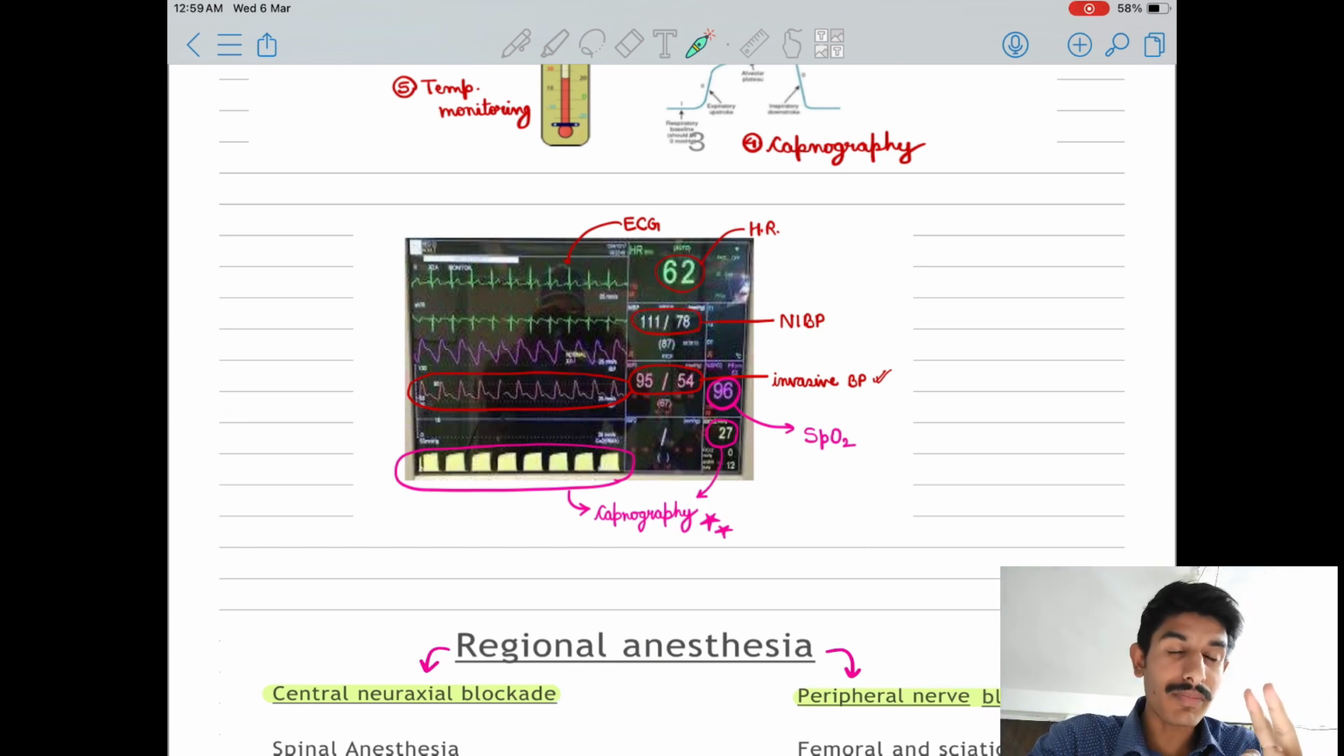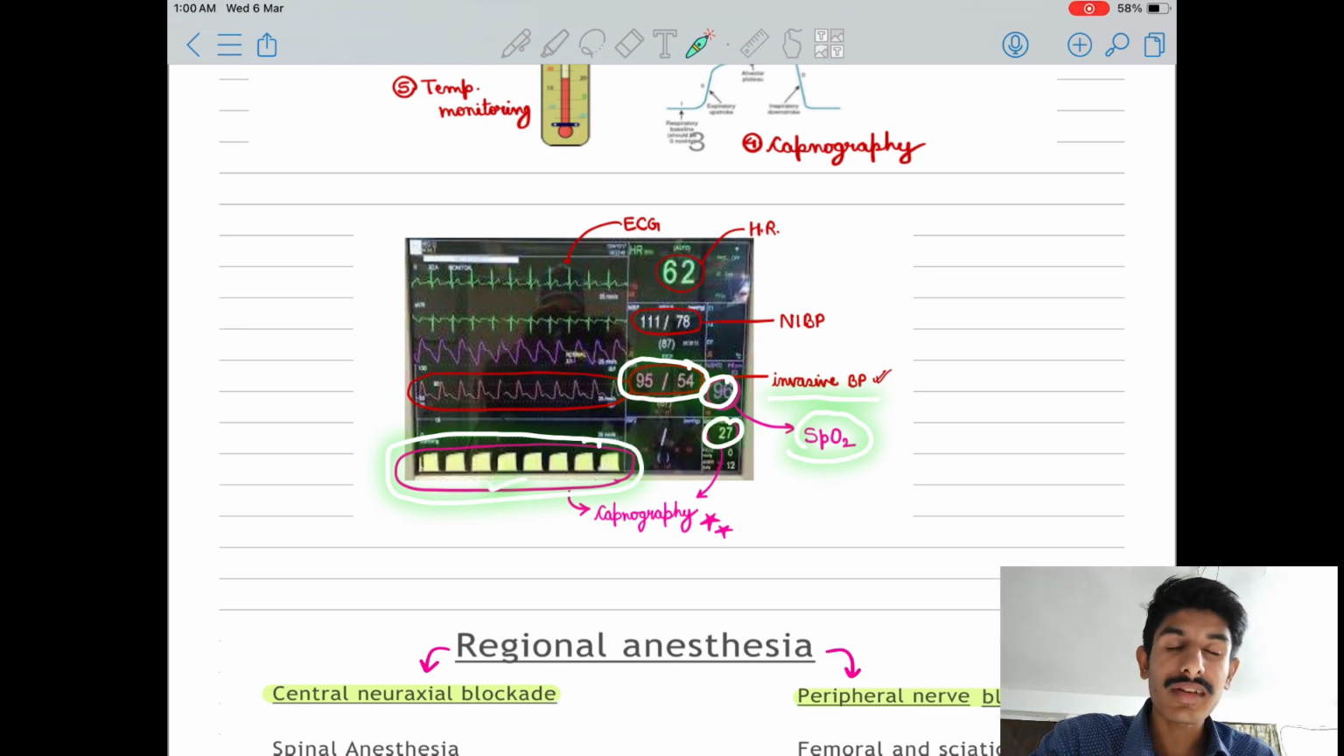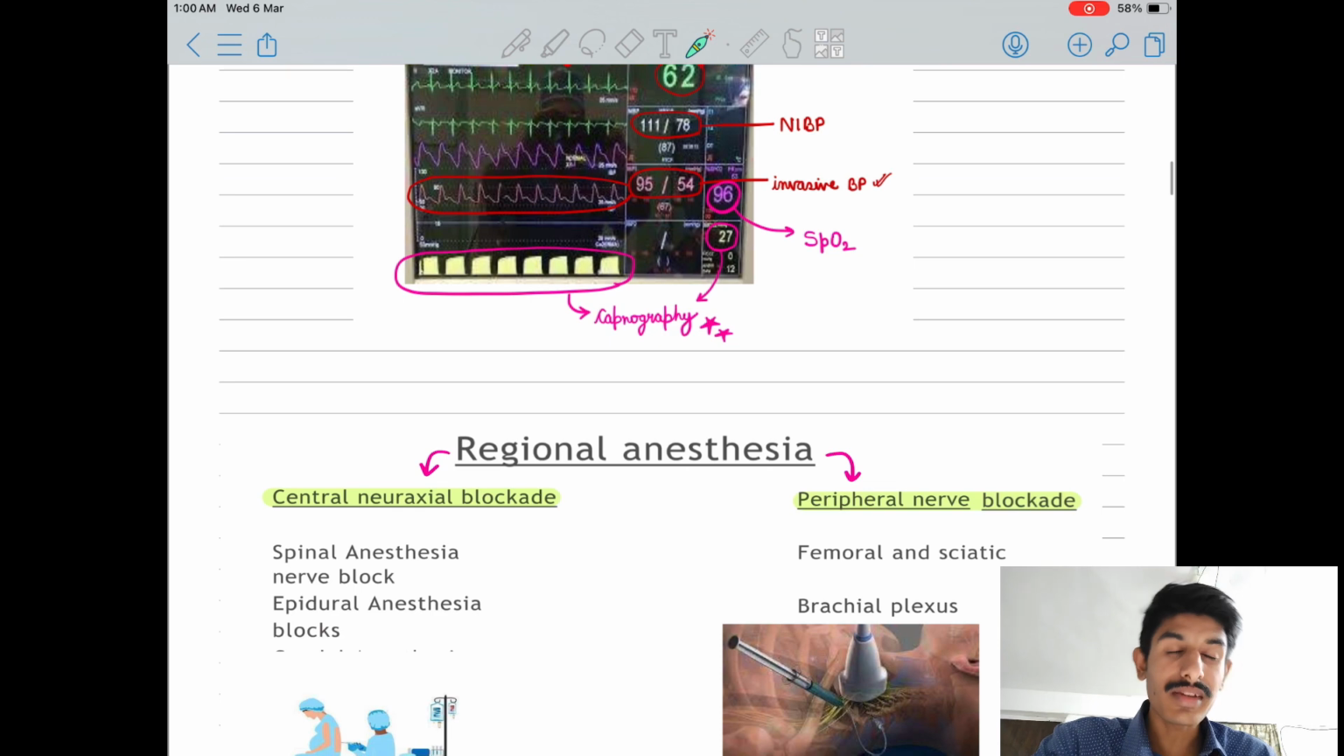There are two types of blood pressure: one is invasive and the other one is non-invasive. As you can see downward here, after non-invasive there is invasive blood pressure. This is CO2, as I told you about the capnograph, and these are the capnograph waveforms. As you can see, this is the normal one, 27 is its number. We are going to study different types of capnograph also.